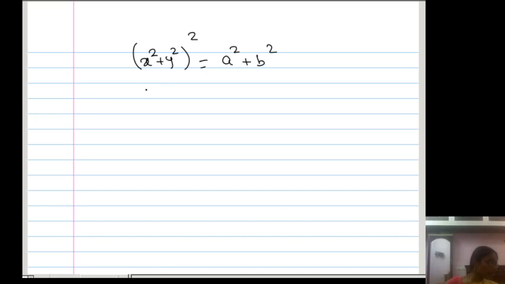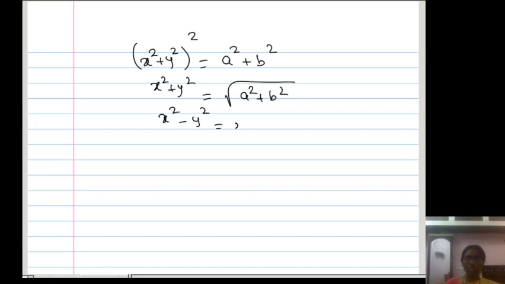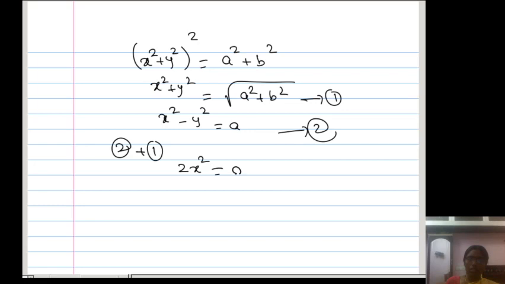Then what is x square plus y square? x square plus y square is equal to under root a square plus b square. But I know x square minus y square is equal to a. In the previous step, you got x square minus y square is a. Now, from 1 and 2, if I do 2 plus 1, adding, x square minus y square plus x square plus y square, minus and plus cancel, 2x square is equal to a plus under root a square plus b square.